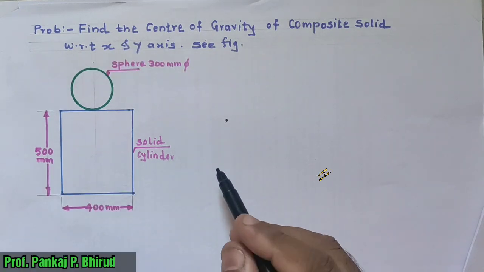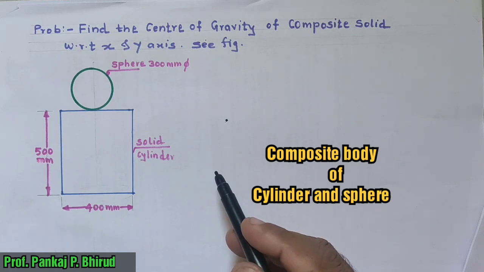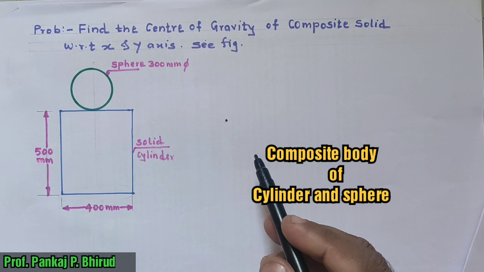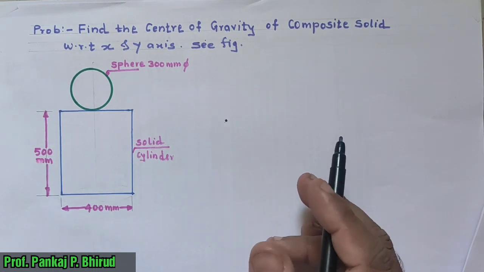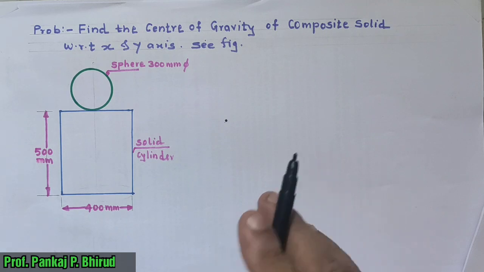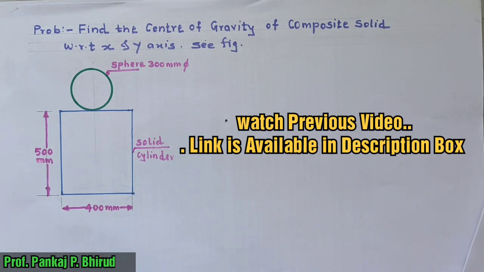In the previous video we discussed and learned how to calculate the CG of cone, sphere, cylinder, hemisphere, cube and cuboid. If you have not seen our previous video, please go through it, as that video is very important for solving today's problem. The link is given in the description box.